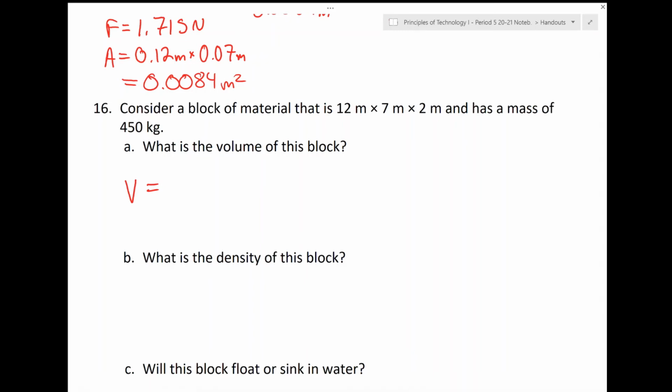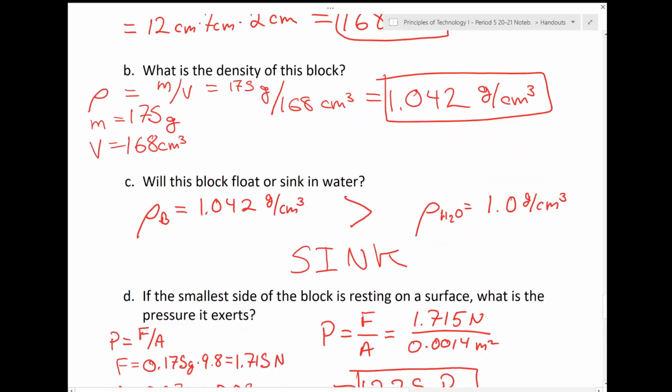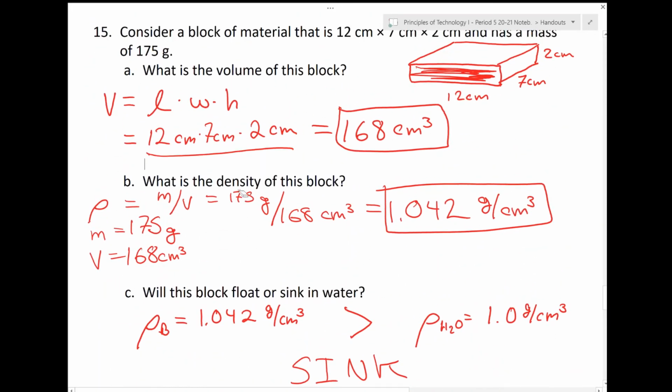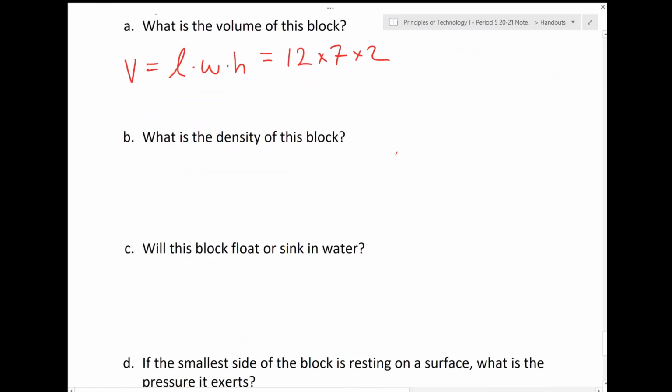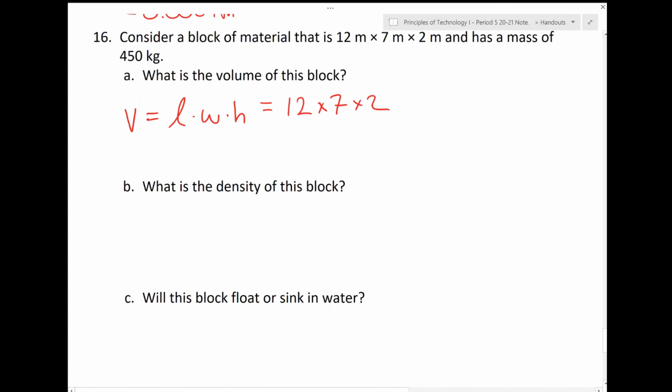So for volume, we're going to do length times width times height again. And this is going to be the same 12 times 7 times 2. See? Look. Same numbers, different units. So 12 times 7 times 2 is, of course, still 168. But now we have meters times meters times meters, which is cubic meters. So 168 cubic meters for our volume.